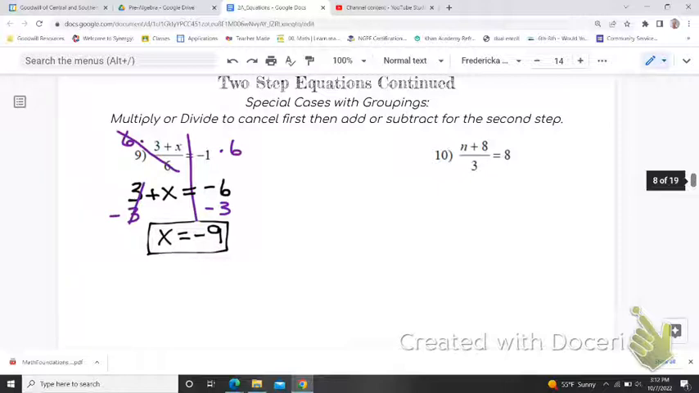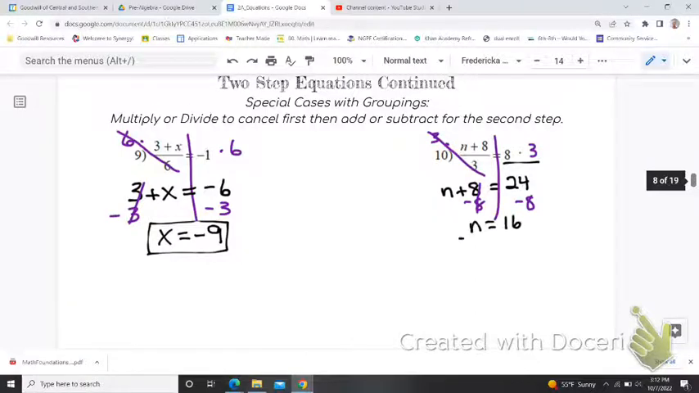So another example, here number 10, if I multiply both sides by 3, again 3, I feel like I've done 3s a lot. I have n plus 8, but the fraction is gone. On the other side, 8 times 3 is 24. Now I can subtract 8 on both sides. So n is 16.